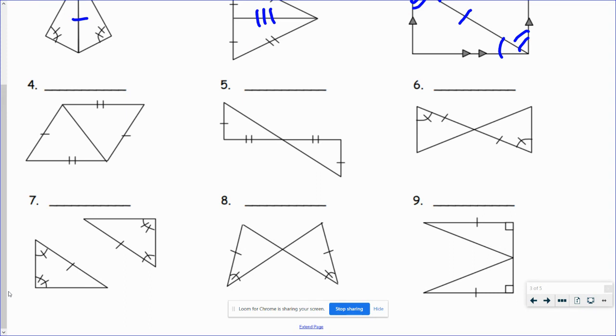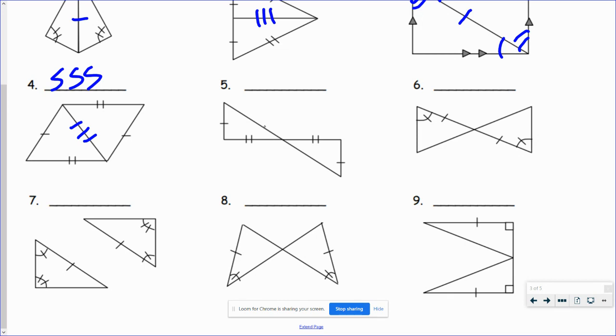Next one, we have two pairs of sides marked congruent. So they share a third side. So we could say that these two triangles are congruent by side, side, side congruence. Usually those are pretty easy. We love side, side, side. Take a look at the next one. We have two pairs of sides marked congruent. We don't have anything else.